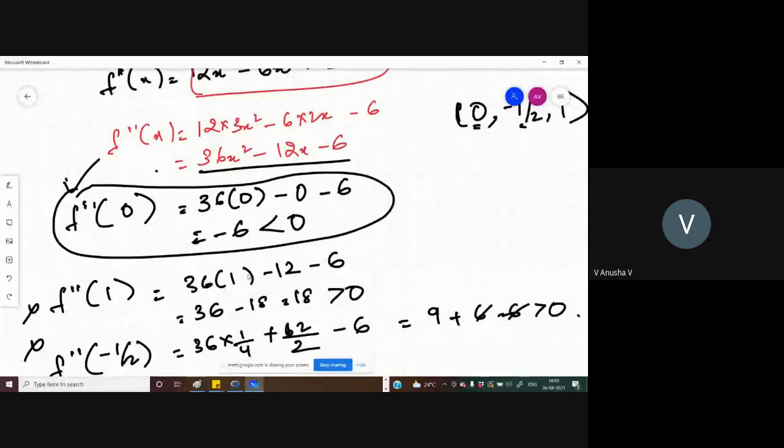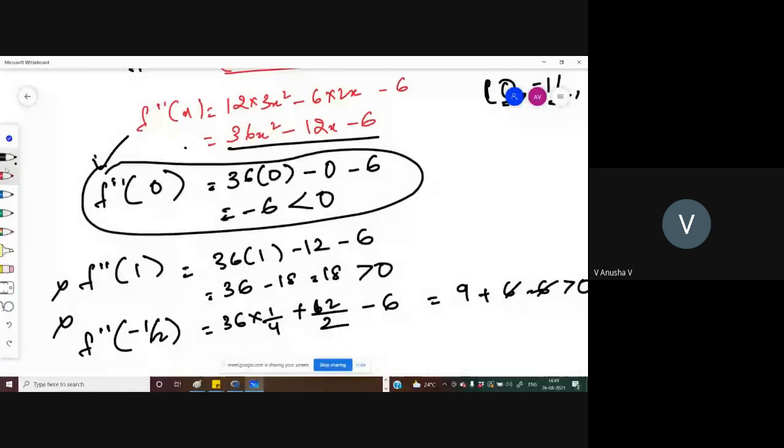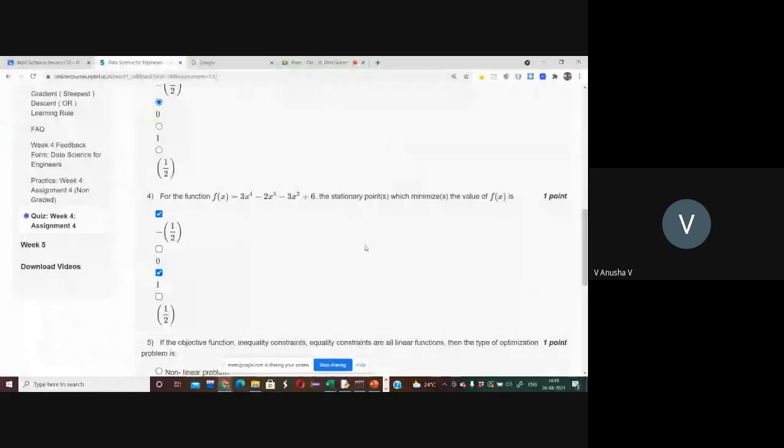0 will not give you the minimum function value of f of x. You already got the values where f double dash of 1 and f double dash of minus 1 by 2 are greater than 0. Then these 2 points will be considered as minimum points. Okay. I mean, these stationary points, minus 1 by 2 and 1, will be used for finding the minimum values. In that way, you have to find.